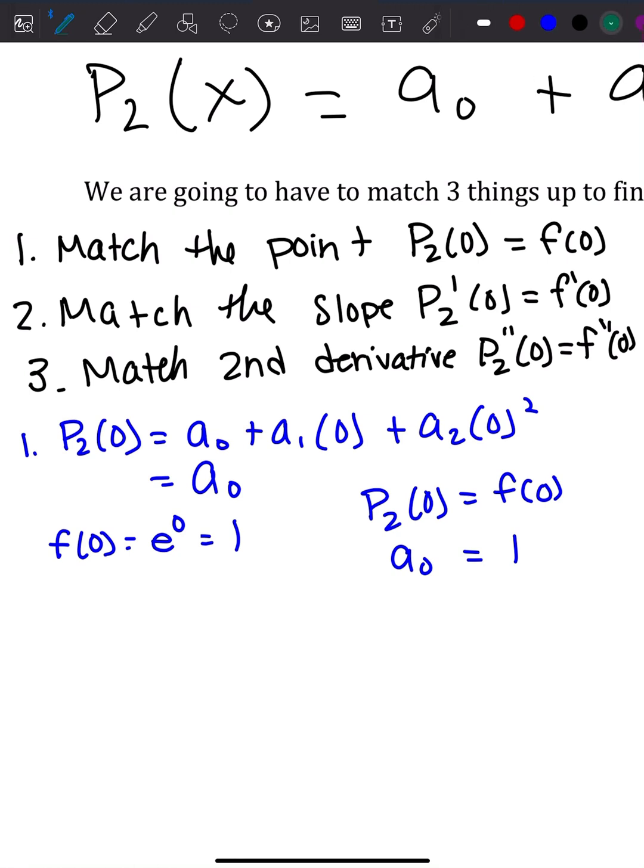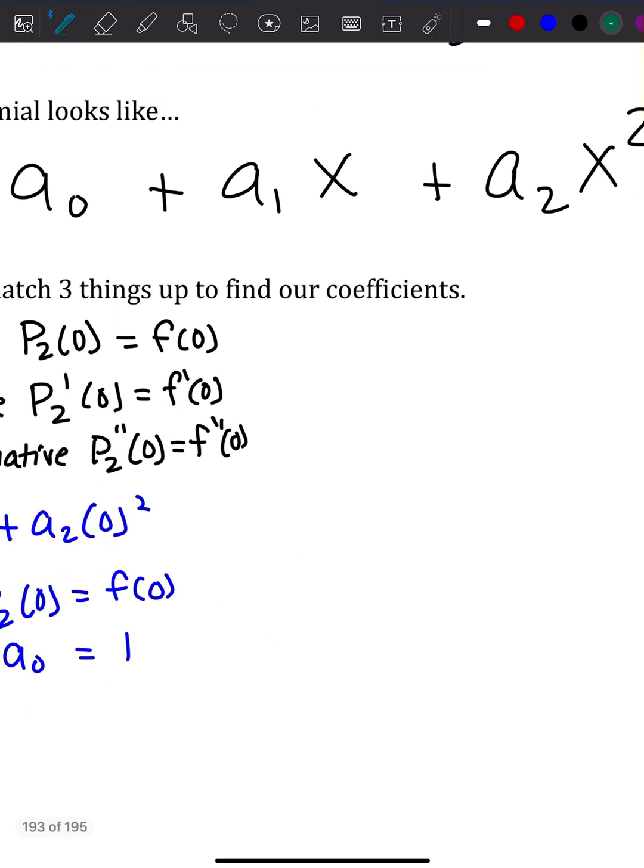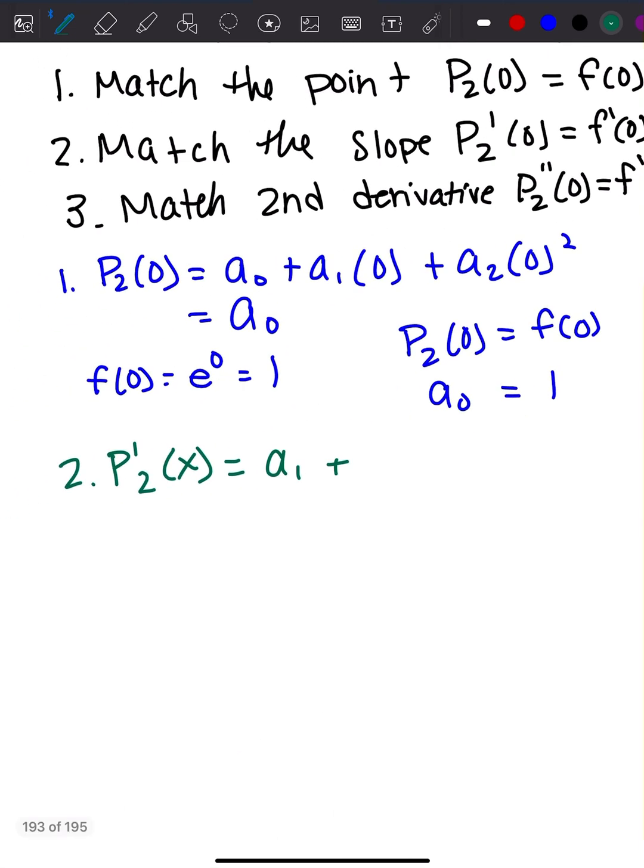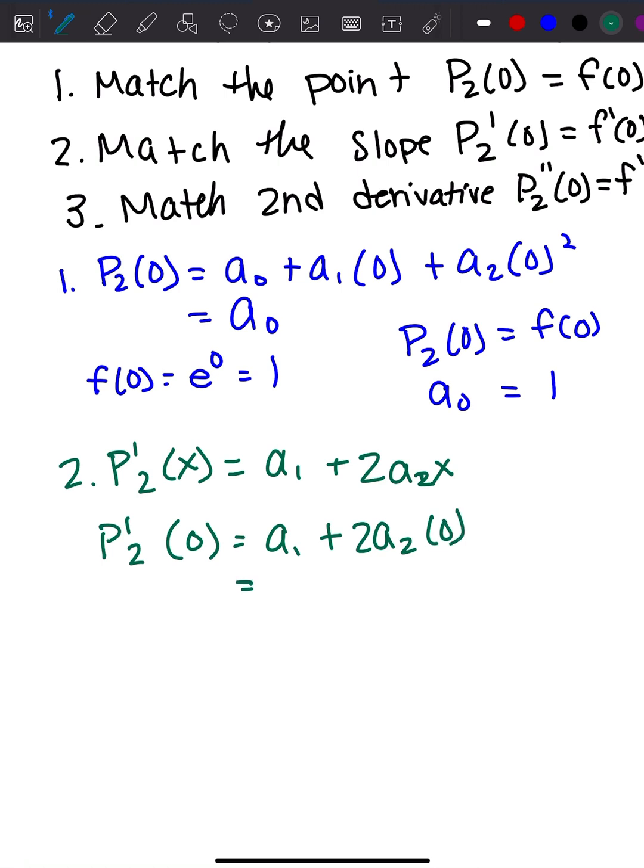Then we're going to do it for our derivative. So p prime sub 2 of x: a sub 0 we know is 1. It's a coefficient, so that goes away. The x will go away, so I have a 1 plus, if we use the power rule on this right here, 2 goes up front, so I have 2 times a sub 2 times x. We're going to plug in 0 now, so p prime of 0, and thankfully everything else goes away except for a sub 1.